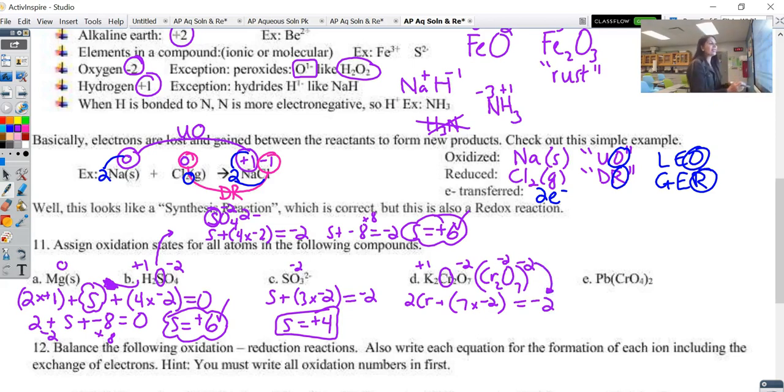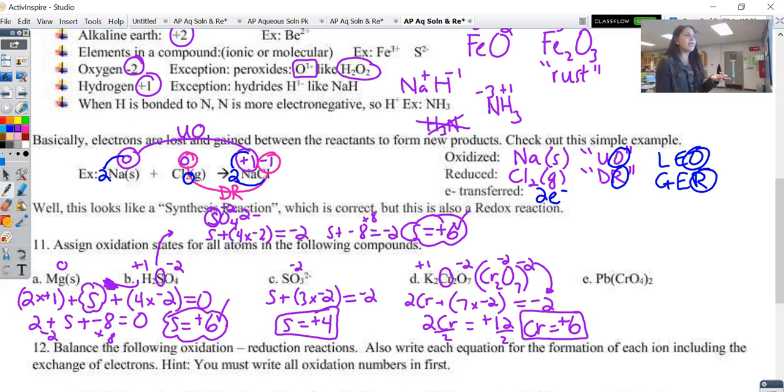All right, so now I'm getting 2 Cr plus a -14. I'm just going to add the 14 to the other side so that I get 2 Cr equals a +12. Well, then I'm going to divide by 2 on both sides, and when I do that, I get that Cr is equal to +6. And if you take a look at the periodic table, sure enough, that's one of the oxidation states for chromium. Okay, last one.